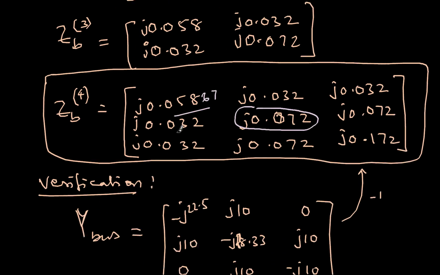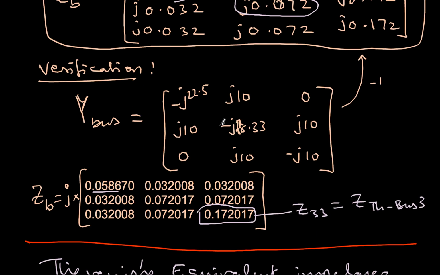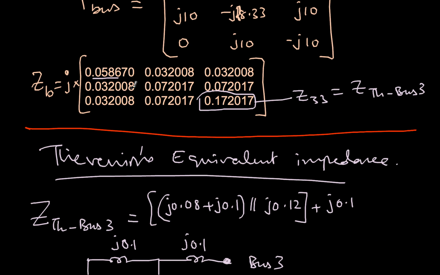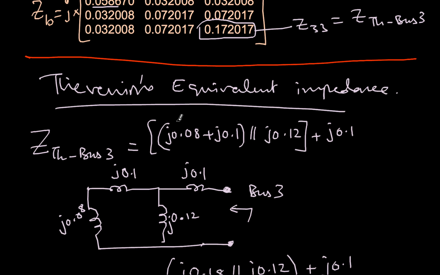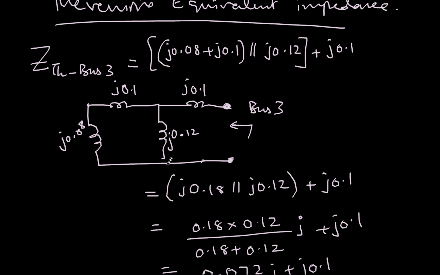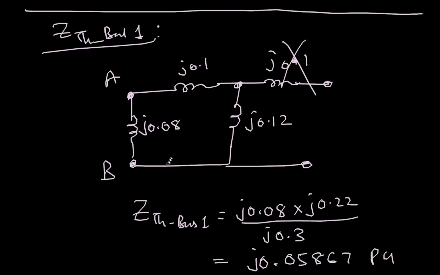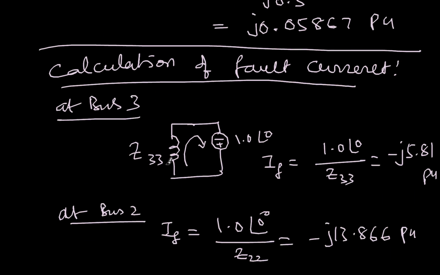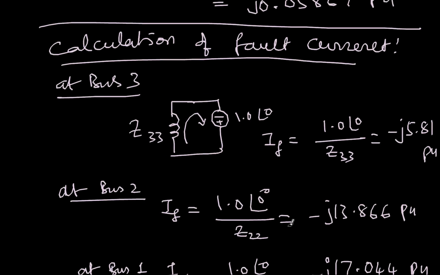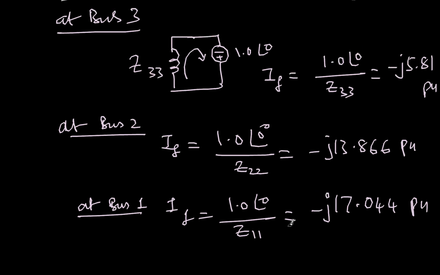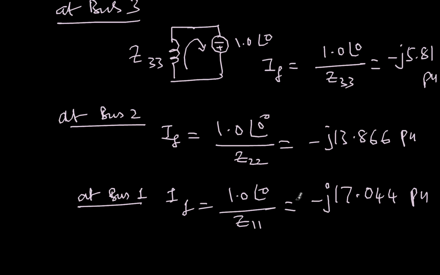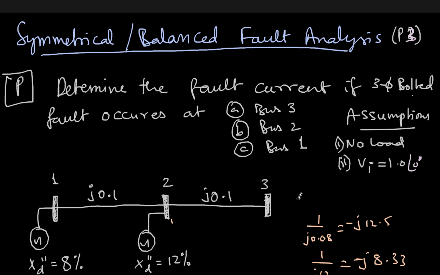We also verified that by building Y bus and inverting it, and it was matching. Then we realized that the diagonal elements of the Z bus are nothing but the Thevenin's equivalent impedances calculated at that particular bus. So using that information, we calculated the fault currents. But the question still remains: these are the fault currents after the fault, so under those conditions, what would be the fault voltages at each bus? That was not asked in the question.